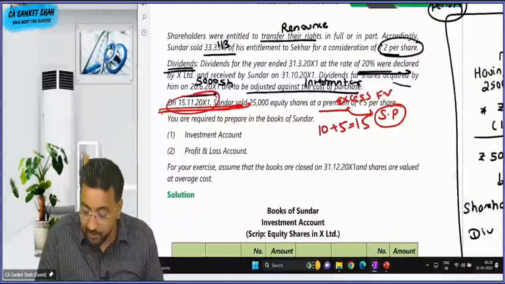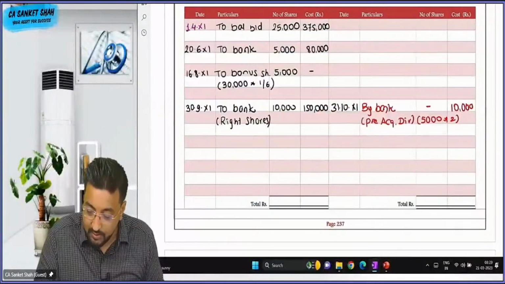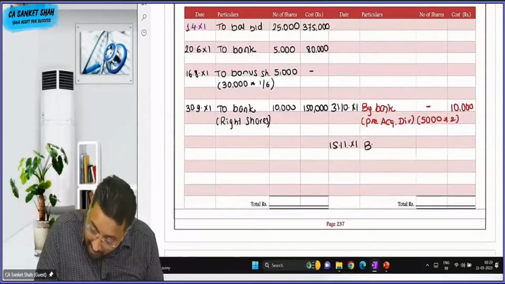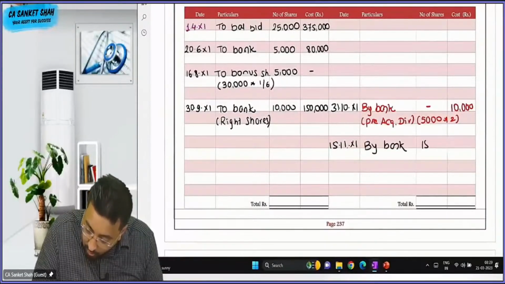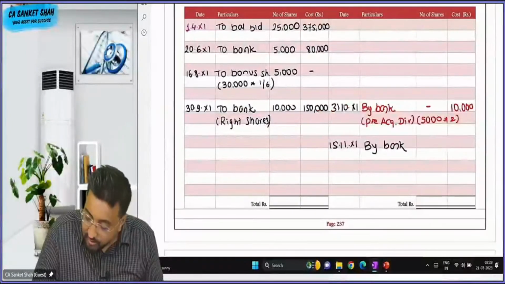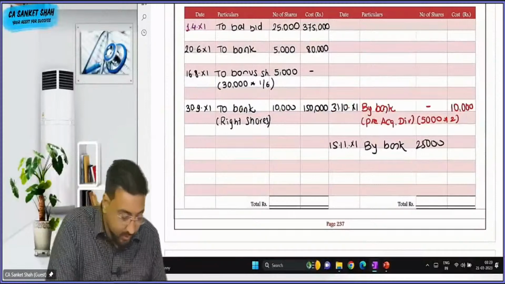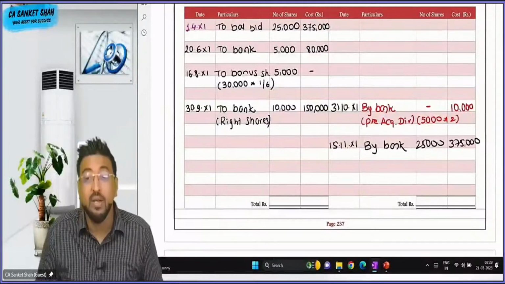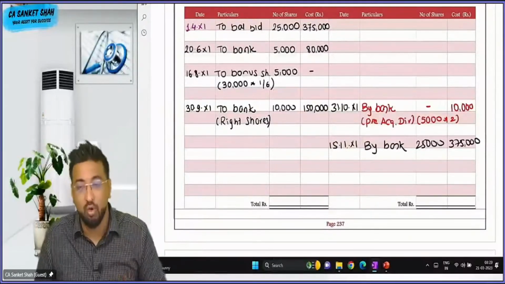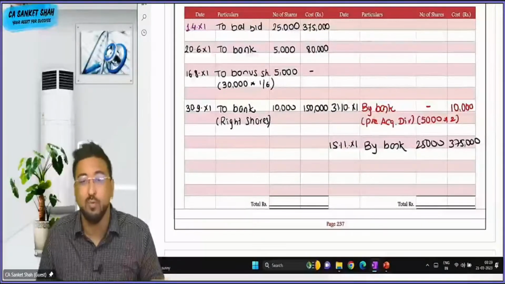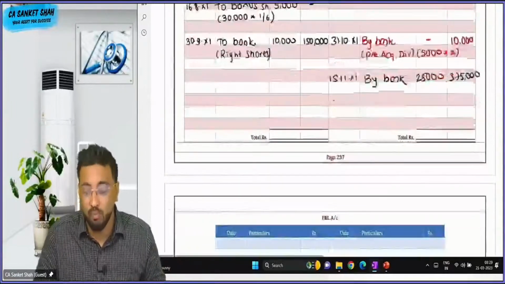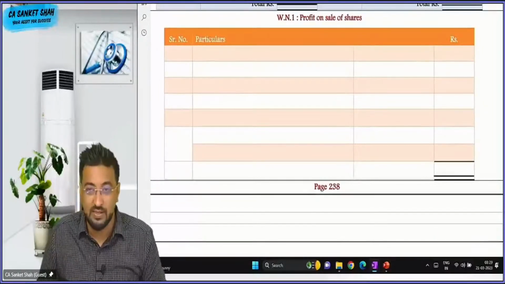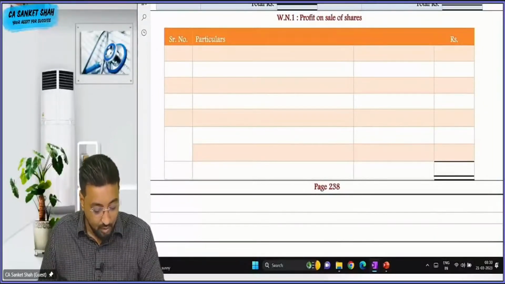When he sold? 15 November. 15 November, sir. Write down. 15 November. Buy bank. How many shares are sold? 25,000. At what value, beta? 25,000 into 15 rupees, sir. 3,75,000. And now very important working note. Whenever there is a sale, there is a working note. Sale minus cost, profit or loss on sale. What is the working note? Profit or loss on sale. Serial number, particulars, computation, rupees. Write down working note 1 on the next page.